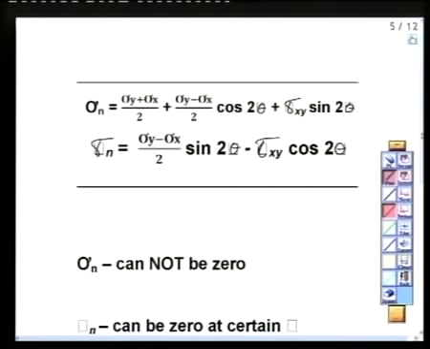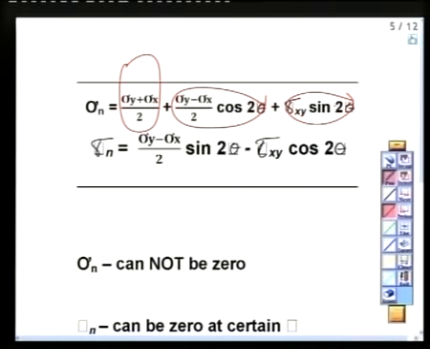Now let us ask a question, although the answer is written. Can sigma n be 0? No. Why? Because if sine 2 theta equals 0, then this will be 0, and if cosine 2 theta equals 0, then this will be 0. But still this one cannot be 0, so it will remain sigma y plus sigma x divided by 2. These values cannot be 0. So it is impossible to have sigma n to be 0.